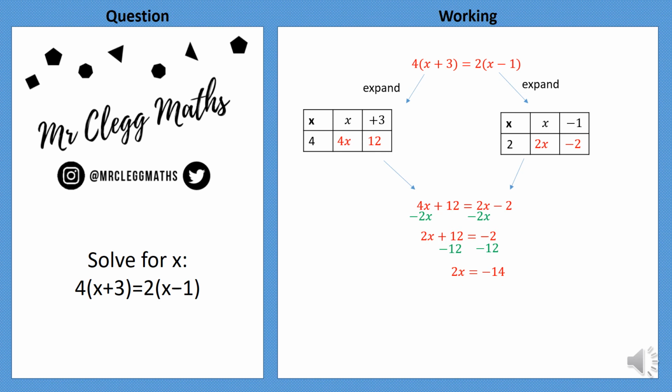Next up, I want to just get 1x on its own. At the moment, I've got 2 x's, so I need to divide by 2, or halve that, to leave me with just 1x. But if I'm halving the left-hand side, I've got to halve the right-hand side as well. The quick, fast rule is to do exactly the same thing to both sides of the equation. So I divide by 2, and I get x is equal to minus 7. And that is the final solution to the equation.